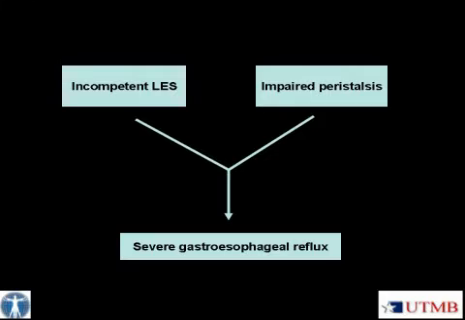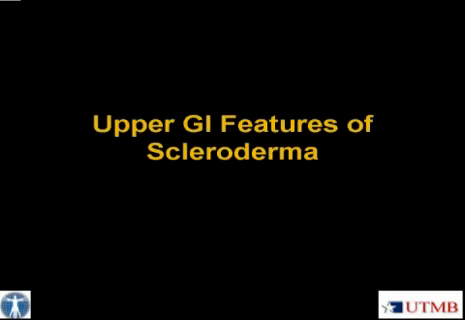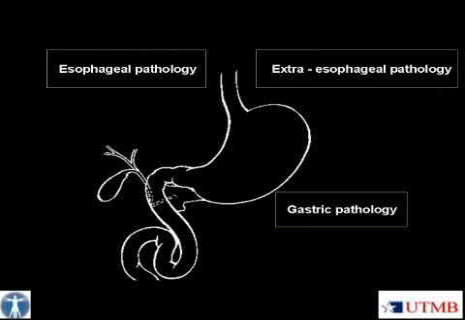As a result of the neural defect, muscle atrophy and fibrosis, the lower esophageal sphincter becomes incompetent and esophageal peristalsis is significantly impaired. All of these collectively lead to severe gastroesophageal reflux. The upper gastrointestinal involvement in scleroderma can be broadly divided into esophageal, extraesophageal, and gastric pathology.